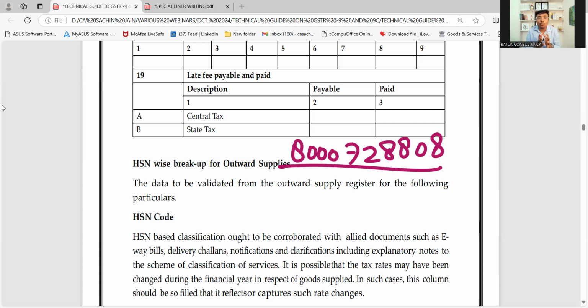So this is our part 1. In part number 2, we'll discuss the GSTR 9C reconciliation statement with the audited financial statement. So just go through it.